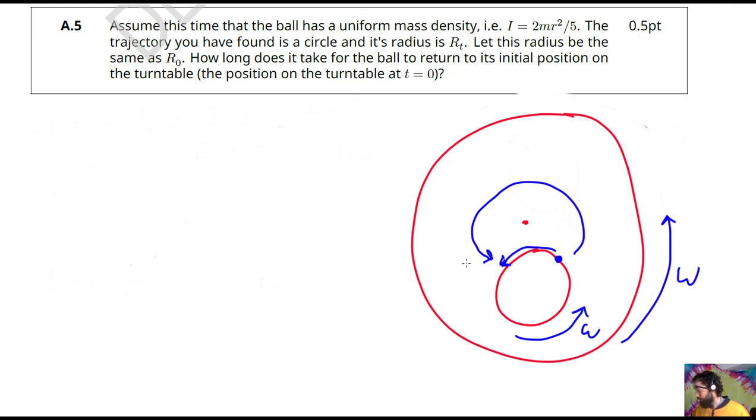Now, a key thing we need to consider here is that we know this distance here is going to be the same as that distance in there. So we can call that RT, and that's going to be the same as this radius in here. And so the time it takes the table to do this larger angle around the outside could be the same amount of time it takes the ball to do this smaller angle here on the inside.